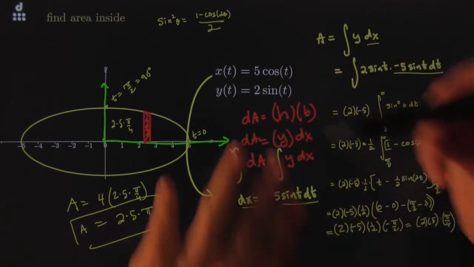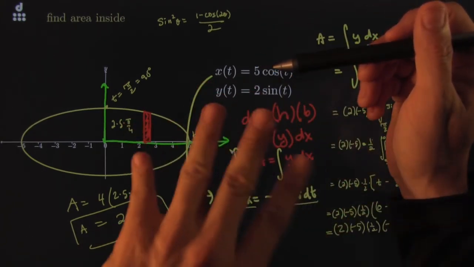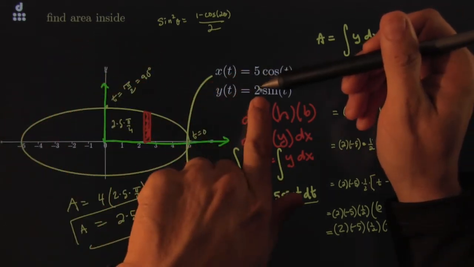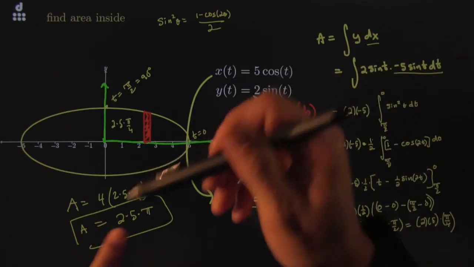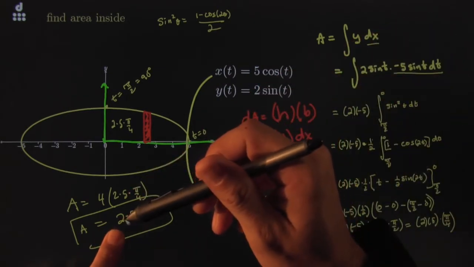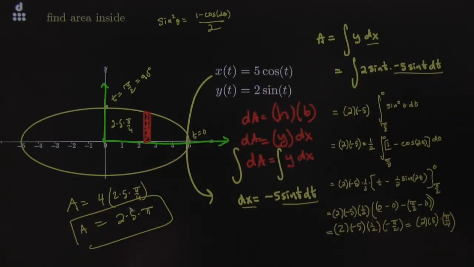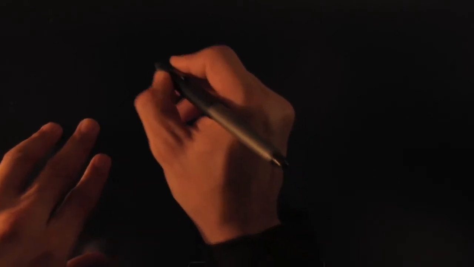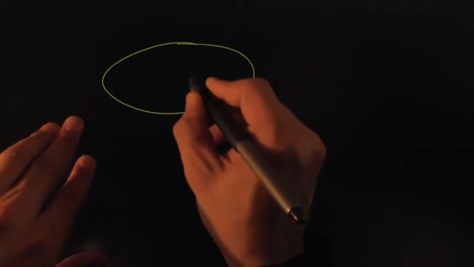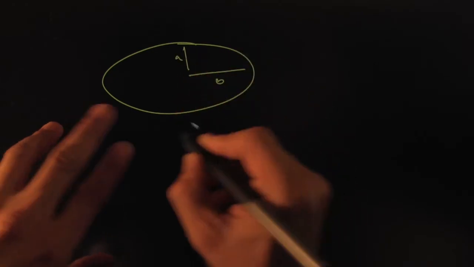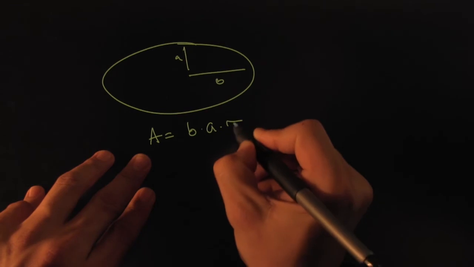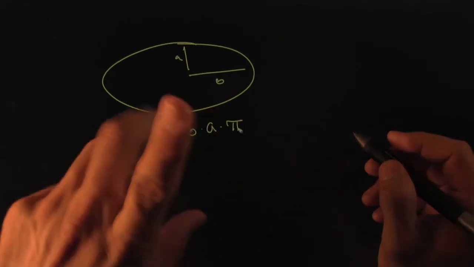What do you suppose would go differently on this problem had this been a 7 and that been a 3? I have an amazing conjecture. I bet this would have been 7 times 3 times pi. In other words, this is what's amazing. We could summarize it like this: if I have an ellipse where this is B and this is A, then the area is equal to B times A times pi.